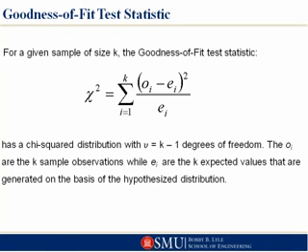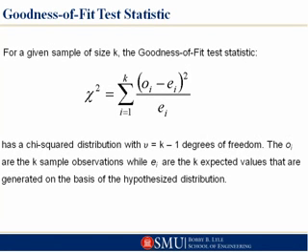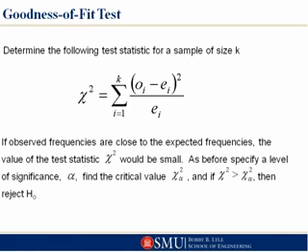Okay, so we're back with the chi-square distribution. In this case, our degrees of freedom, again, are the sample size, K minus 1, degrees of freedom. And the O sub I are the K sample observations, while the E sub I are the K expected values that are generated on the basis of your hypothesized distribution.